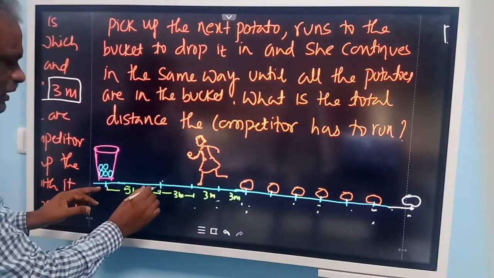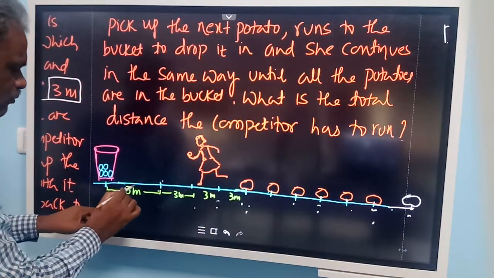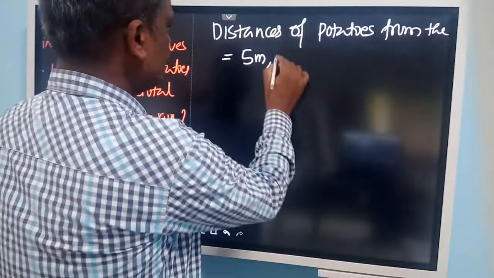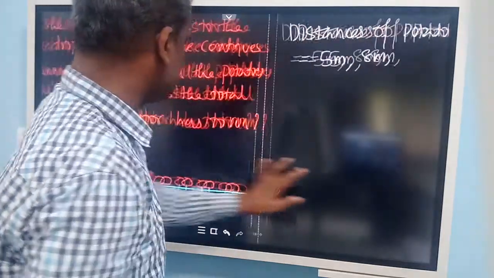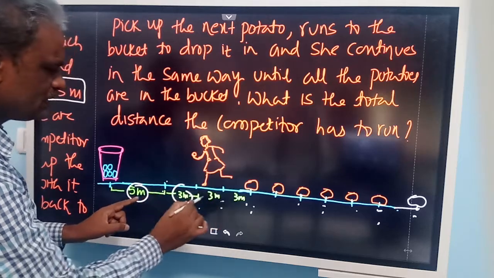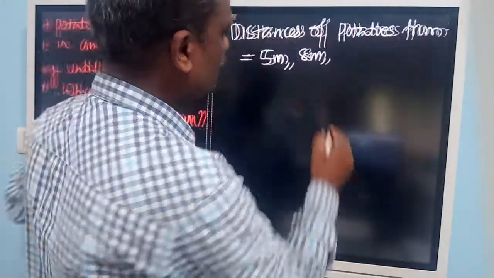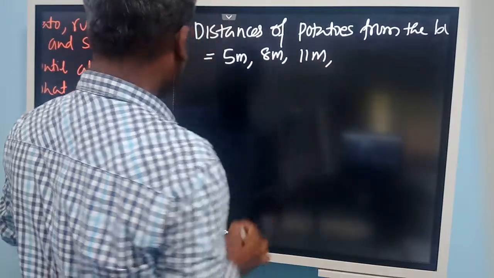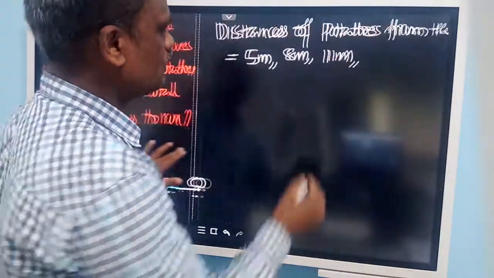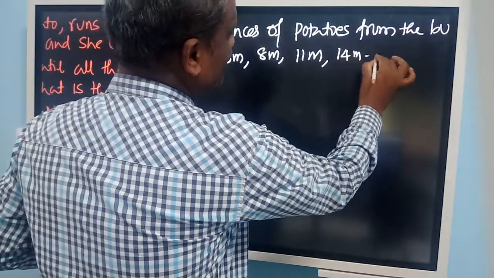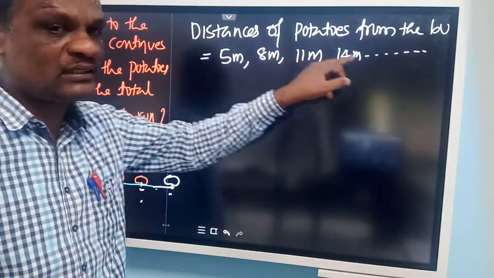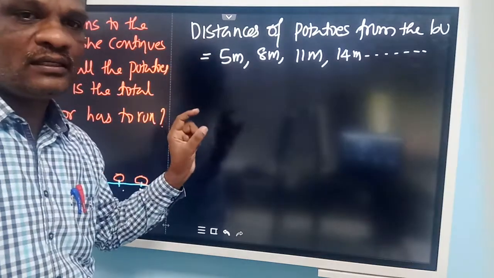So first potato at 5 meters. Second potato will be 5 plus 3, so the second potato is placed at 8 meters distance. The third potato is placed at 5 plus 3 plus 3, first, second, third one. So it is 11 meters. Then the next potato, again plus 3, so that is 14 meters. Like this it continues. These are the distances of the potatoes from the bucket.